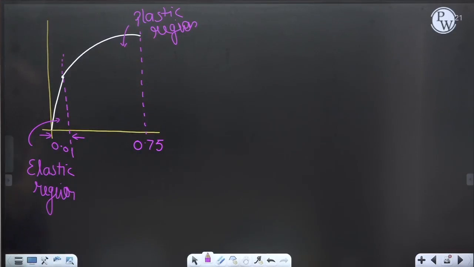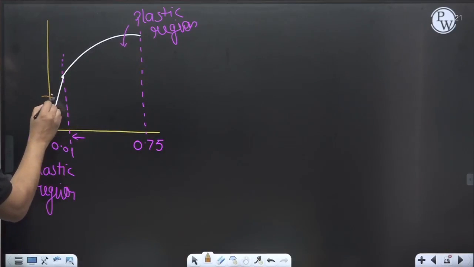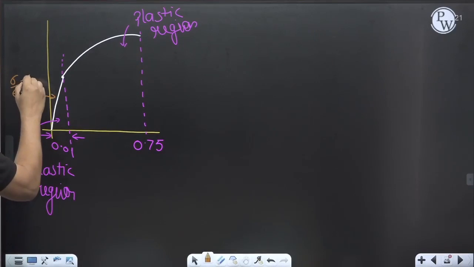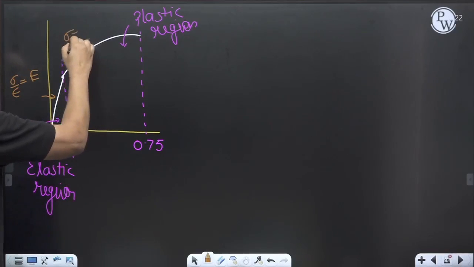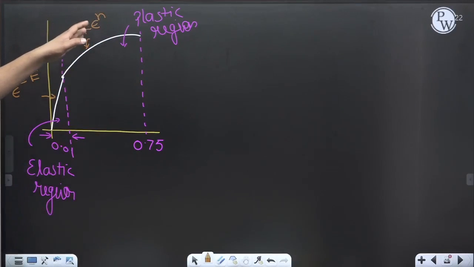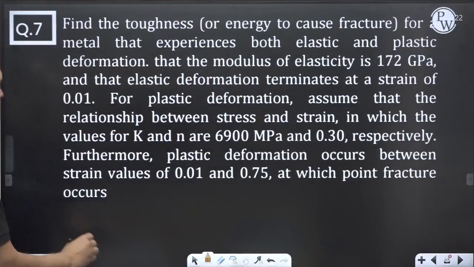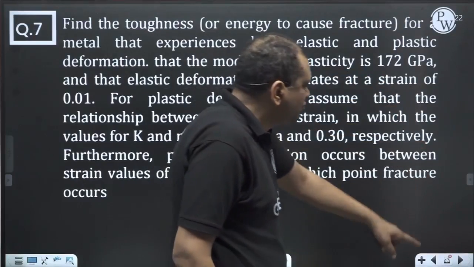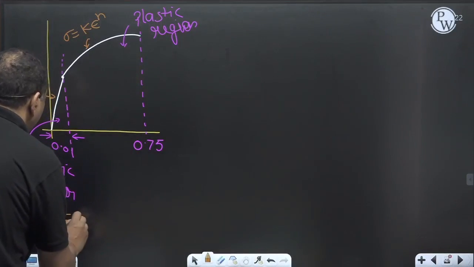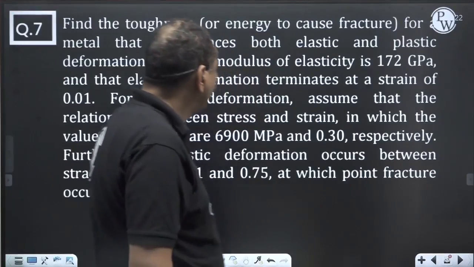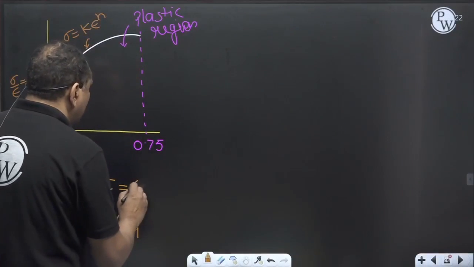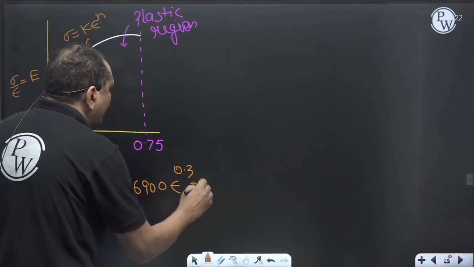Here stress divided by strain is nothing but Young's modulus, and here the stresses are related by K epsilon raised to power n. It's a simple flow curve equation, and these values are given to you. Young's modulus E is 172 GPa, and in the flow curve equation, the value of K is 6900 epsilon raised to power 0.3 MPa.